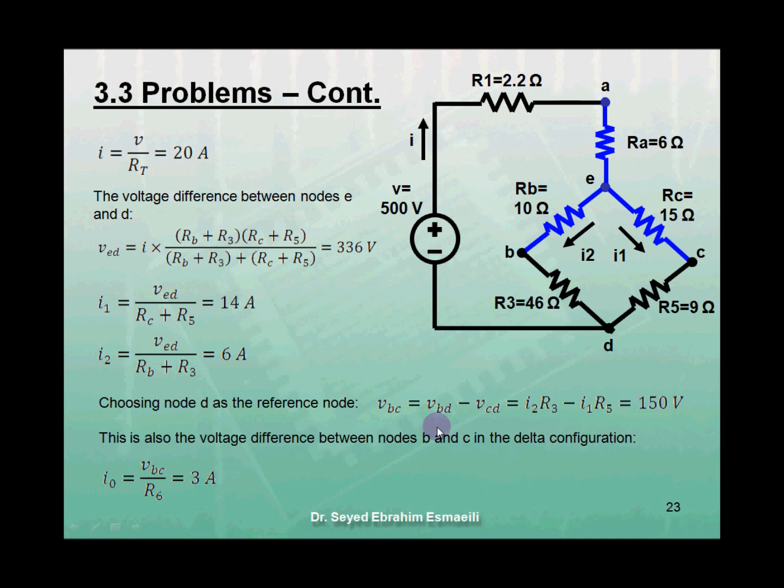150 volts. It is very important to understand that the voltage difference between nodes B and C in the Y configuration is the same voltage difference between nodes B and C in the delta configuration. From the original figure of the problem, we find that I0 equals VBC over R6, equals 3 amps.